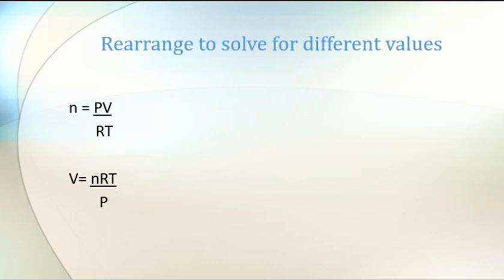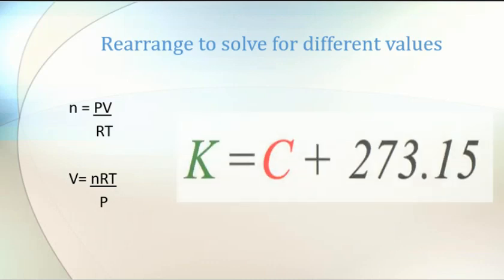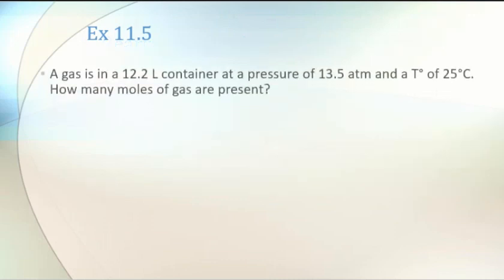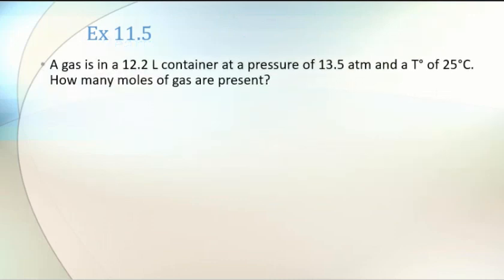Rearrange for different values. Once again, that's just a little bit of algebra there, and of course, remember to use the Kelvin scale. Okay. All right, example 11.5. A gas is in a 12.2 liter container at a pressure of 13.5 atmospheres and a temperature of 25 degrees C. How many moles? So what are we looking for? Moles. N. We're looking for N.